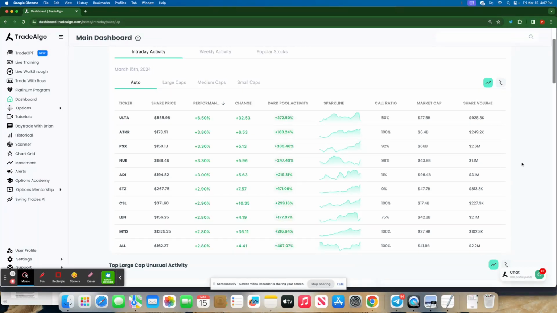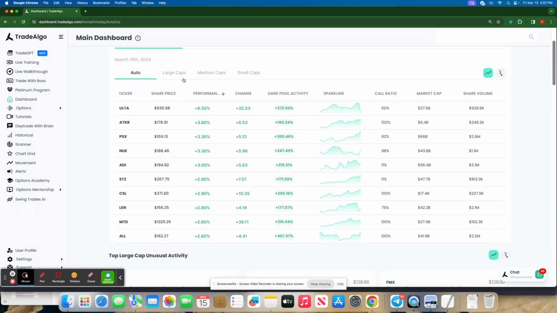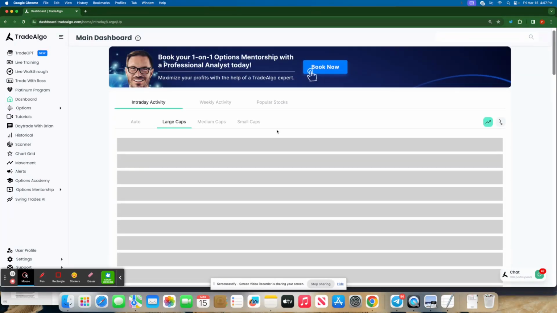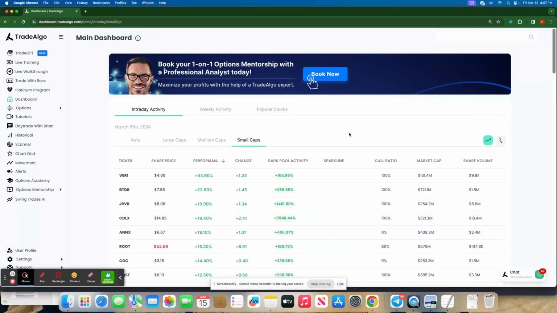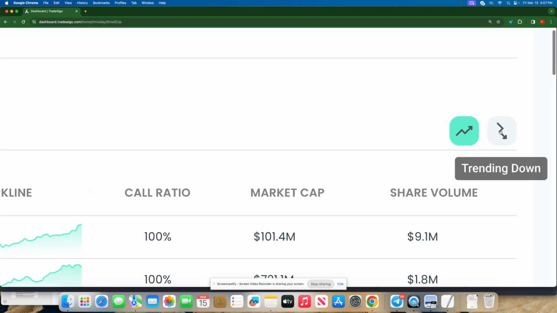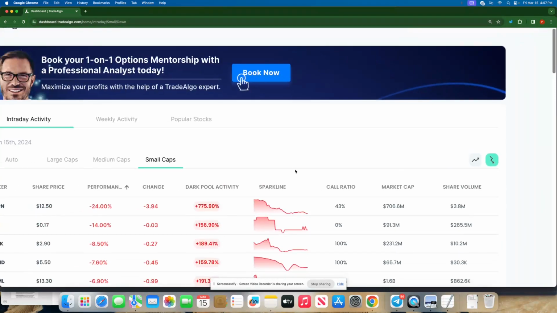Our focus is dark pools, the hidden trading arenas of big banks, institutions, and hedge funds. These are places where significant trades happen, away from the public eye, often leaving retail traders scrambling, but not anymore. Here at TradeAlgo, we are all about leveling the playing field. Our cutting-edge AI sifts through massive amounts of data in real time, monitoring large, medium and small cap stocks of the stock market in both the trending up and trending down sides of the equation.